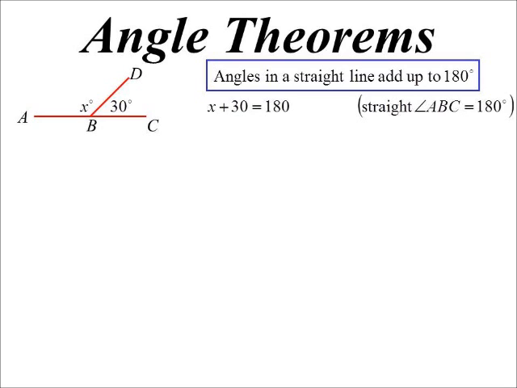Right. x plus 30 is 180. The reason: straight angle ABC. I've added in straight angle ABC is equal to 180 as well, but because over here I've written x plus 30 is 180, I could probably just say straight angle ABC. I don't need to say equals 180 again, but that's what I would write down. And then from there I can do my working out and go, well, x is 150, and do it that way.